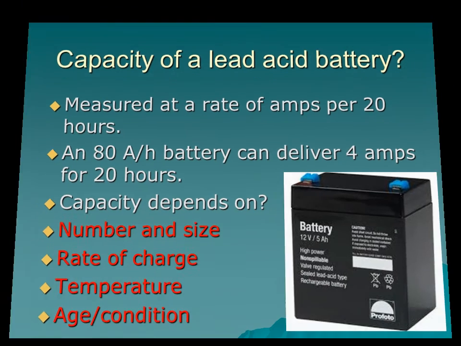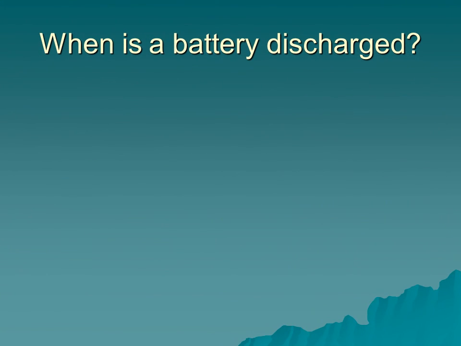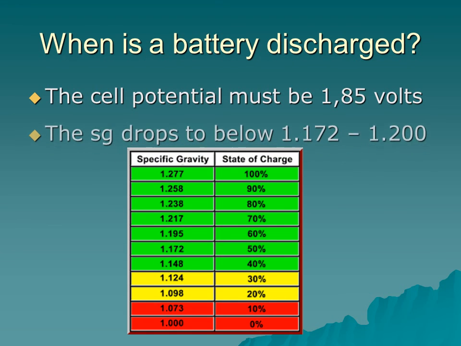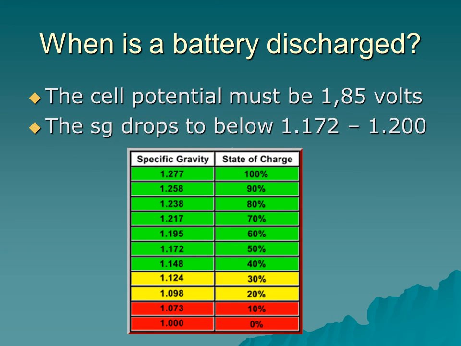When is a battery fully discharged? The cell potential must be 1,85 volts or lower. The specific gravity drops to between 1,172 and 1,200 as measured on the hydrometer.